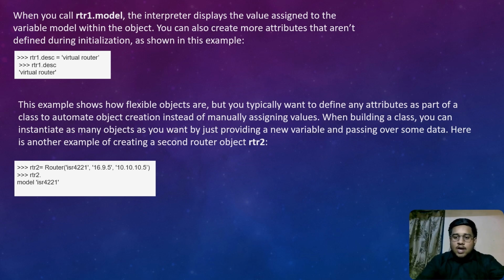When building a class, you can initiate as many objects as you want by just providing a new variable and passing over some data. Here is another example of creating a second router object, RTR2.